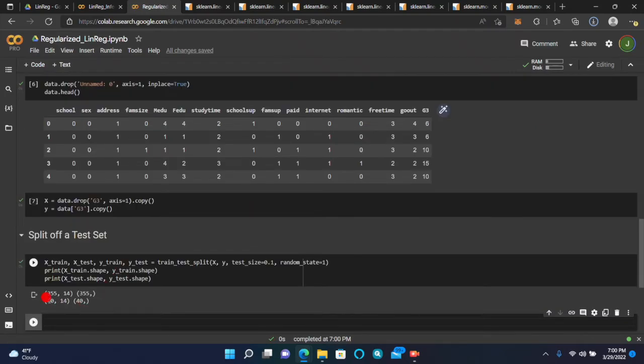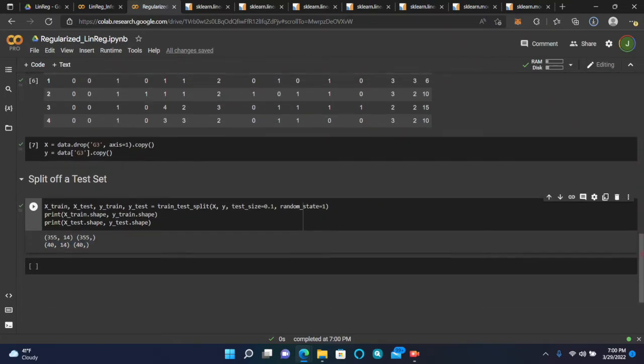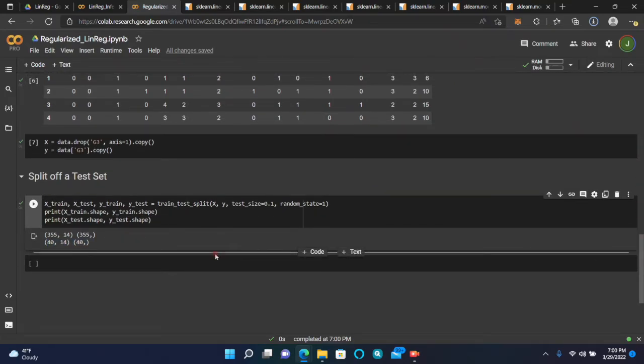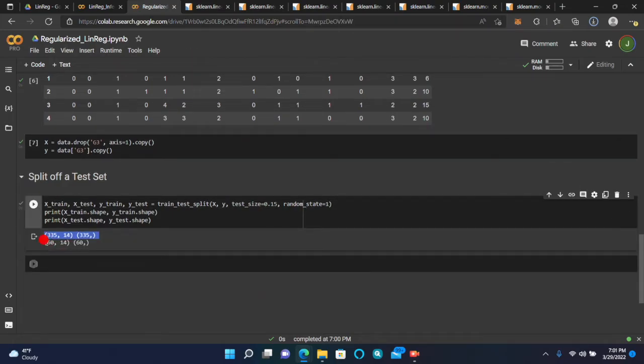Alright, so we have now 40 of our 355 observations that we're saving as a test set. And that is small. It's perhaps a little too small, but I'm not too worried about it. Maybe we can make it a bit bigger. How about 0.15? There you go, 60. We'll use 60 observations as a completely unseen test set. Alright?